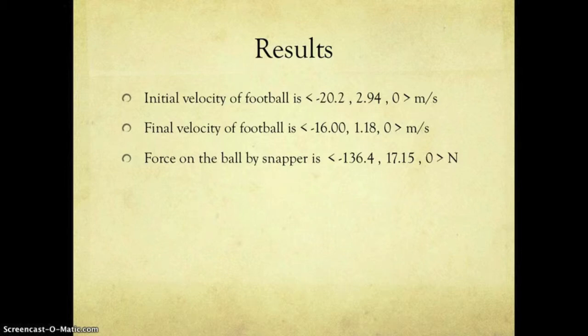My results indicate that the initial velocity of the ball when it is released from the snapper's hands was the vector negative 20.2, 2.94, 0 meters per second. The final velocity of the football when caught was the vector negative 16, 1.18, 0 meters per second. The force applied by the snapper on the football is the vector negative 136.4, 17.15, 0 newtons. To begin, here's what the motion of the football being snapped looks like.